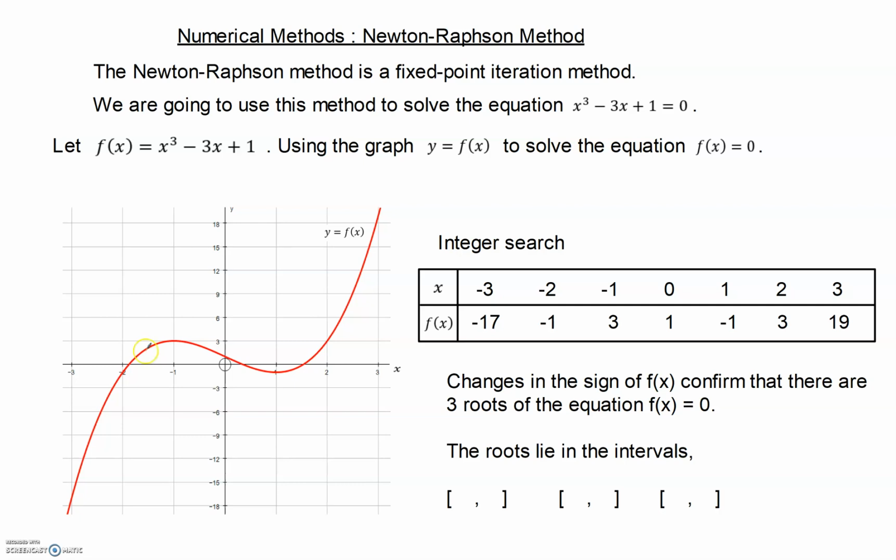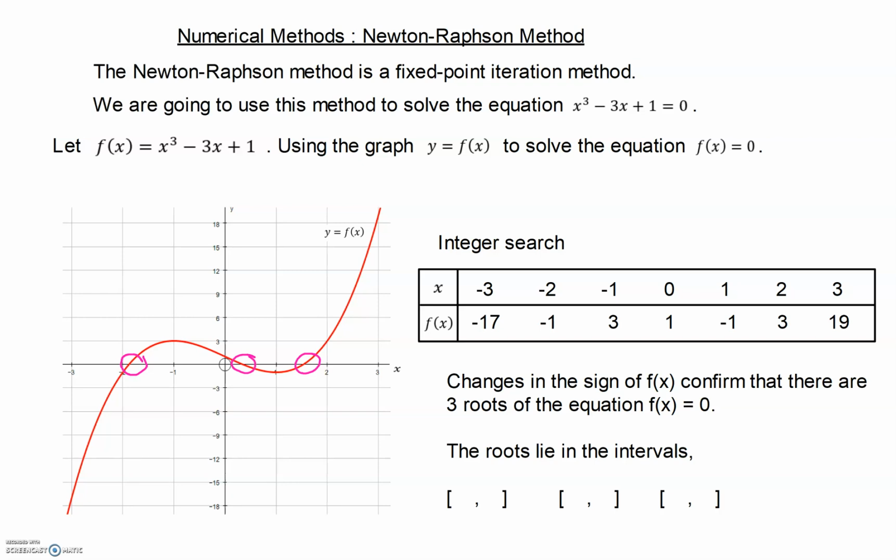So we have 2 roots there, and the 3rd root is there. They are irrational roots. We can't solve this equation algebraically, and so we are going to use this method.